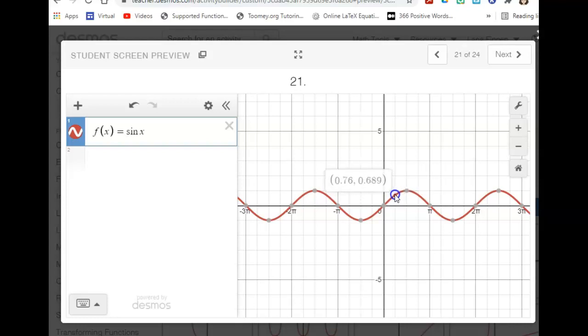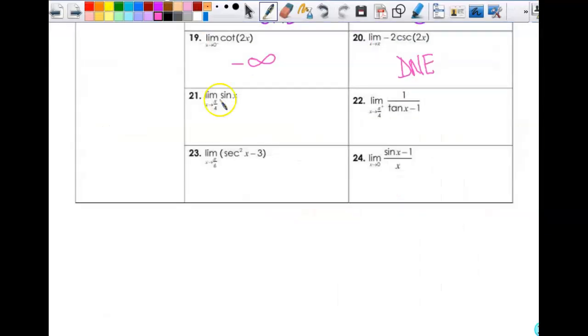A decimal is not going to do me any good, so basically I can just substitute in what I know. As x approaches pi fourths, what is the sine of pi fourths? The sine of pi fourths is the square root of 2 over 2, and that's the value you're getting as a decimal. It should be an exact form like that.